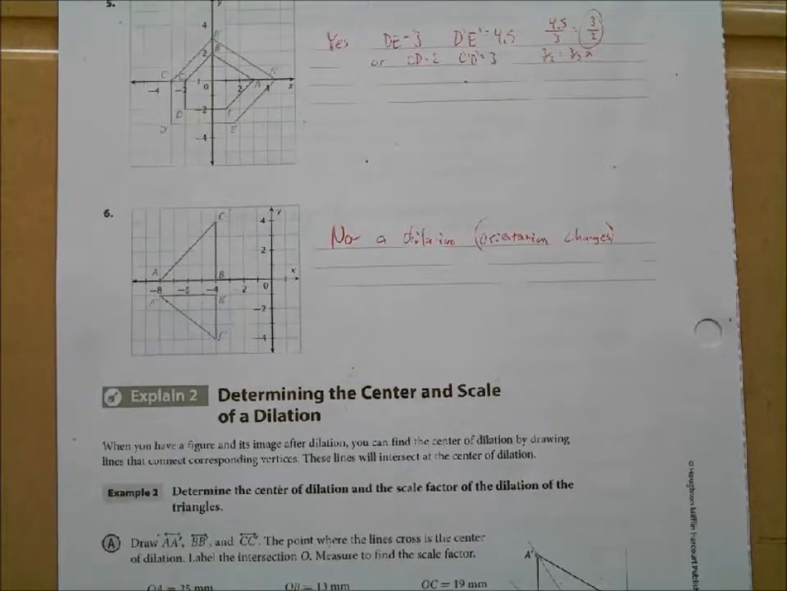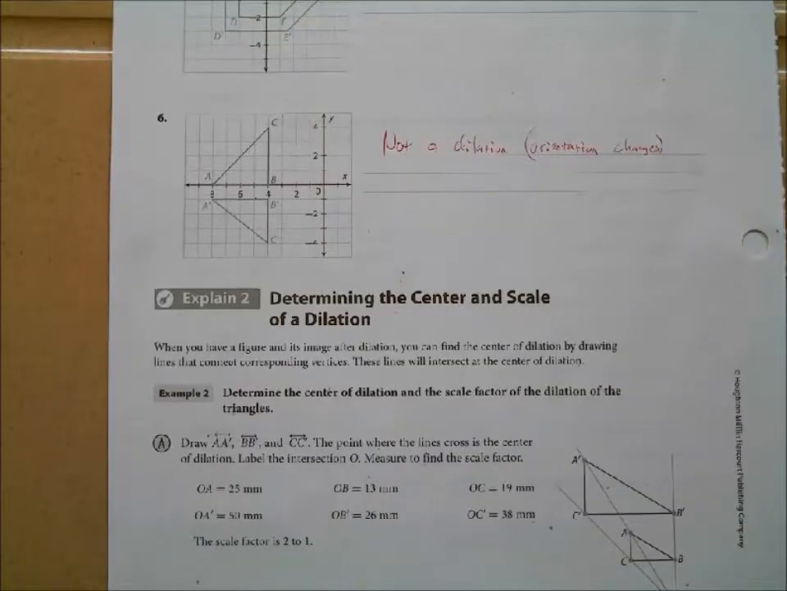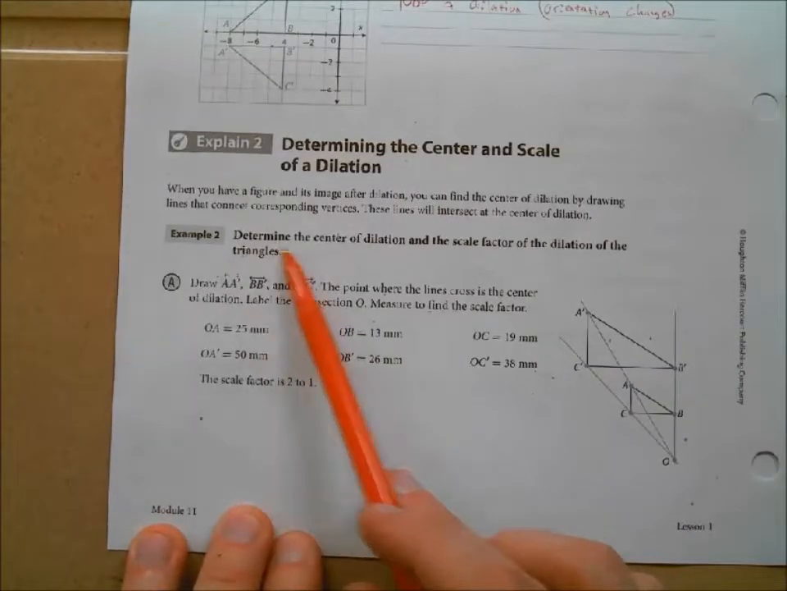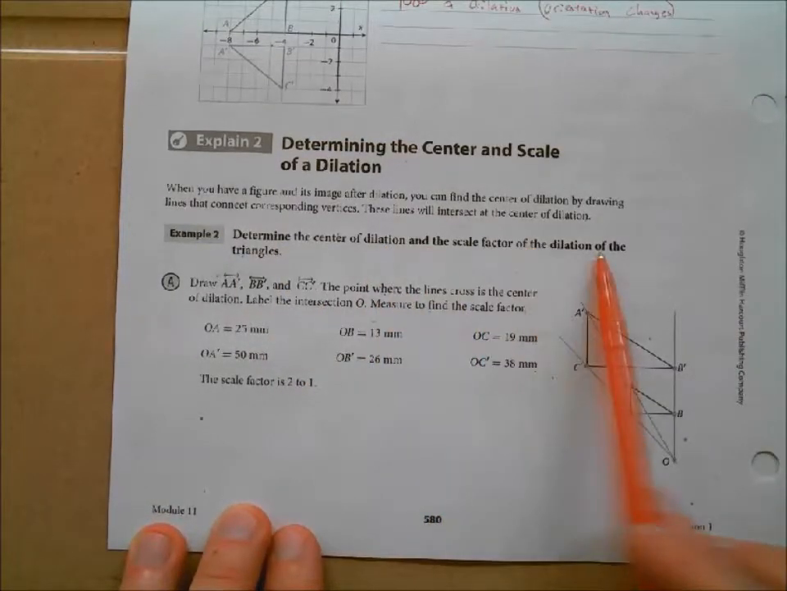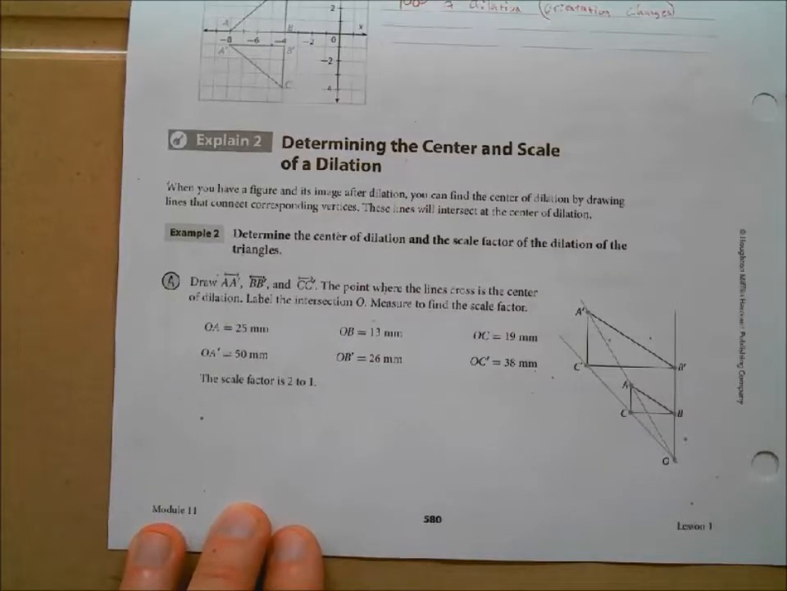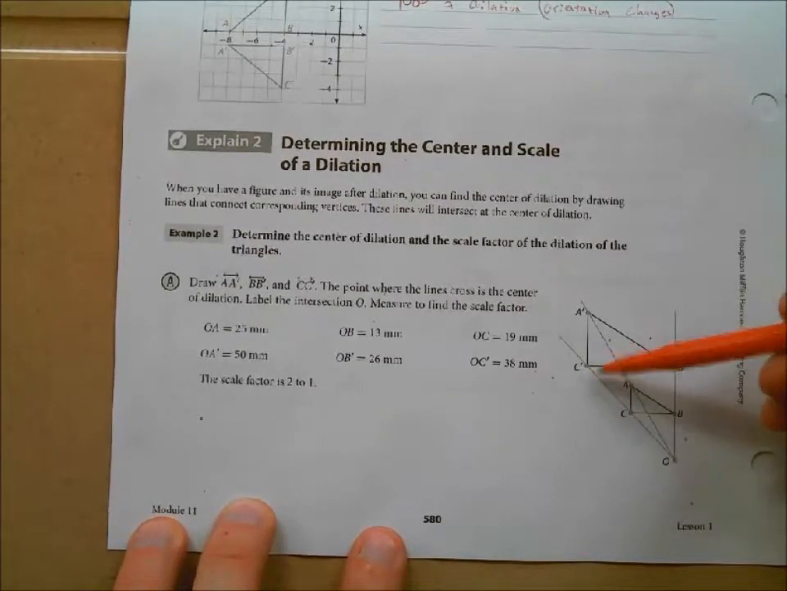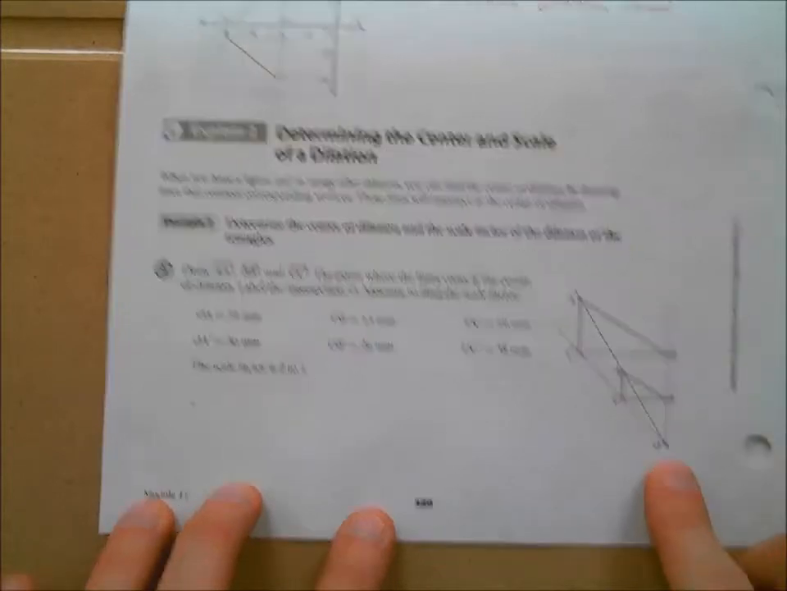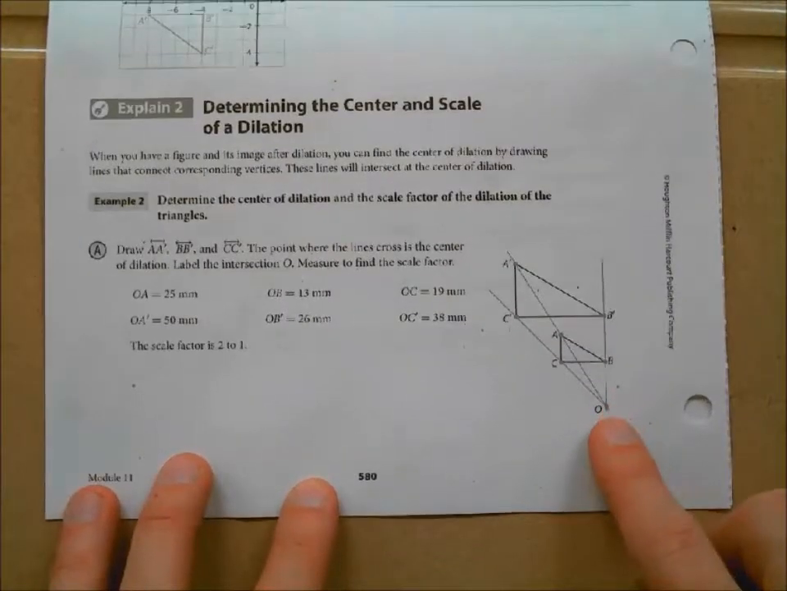Okay, so let's now talk about dilating and finding the center and scale factor of that dilation. Here, for example, number 2, we're asked to determine the center of dilation and the scale factor of the dilation of the triangles. To find the center of dilation, super simple: you just draw the lines connecting the point and its image, and they'll all intersect back at the center of dilation. Super convenient there.